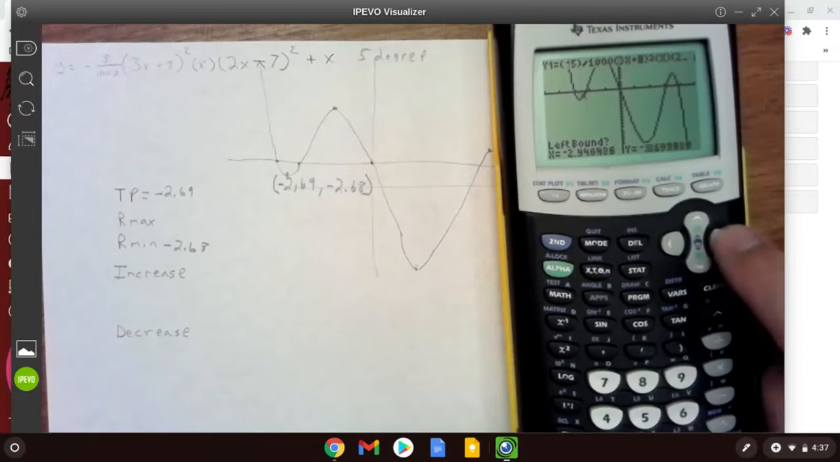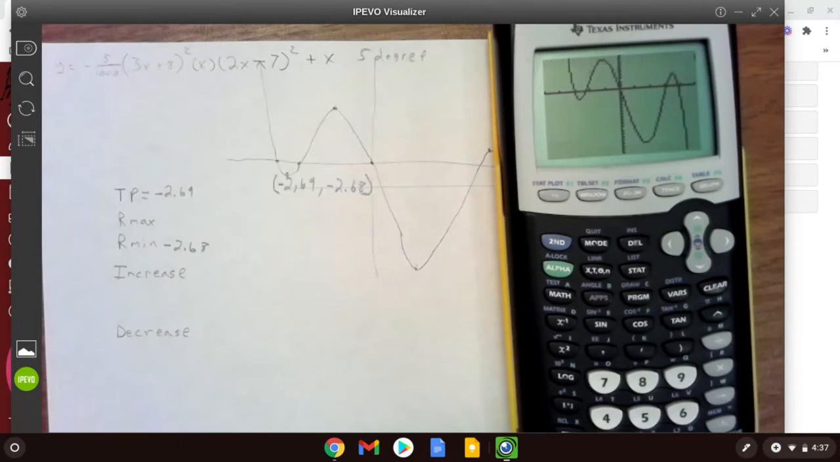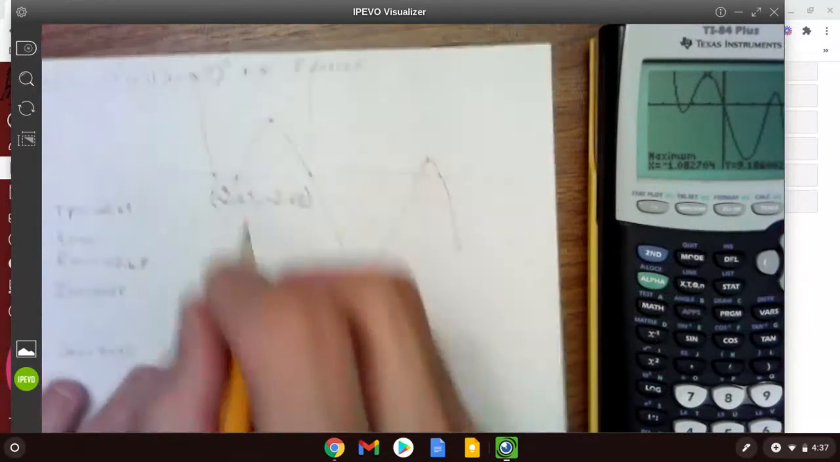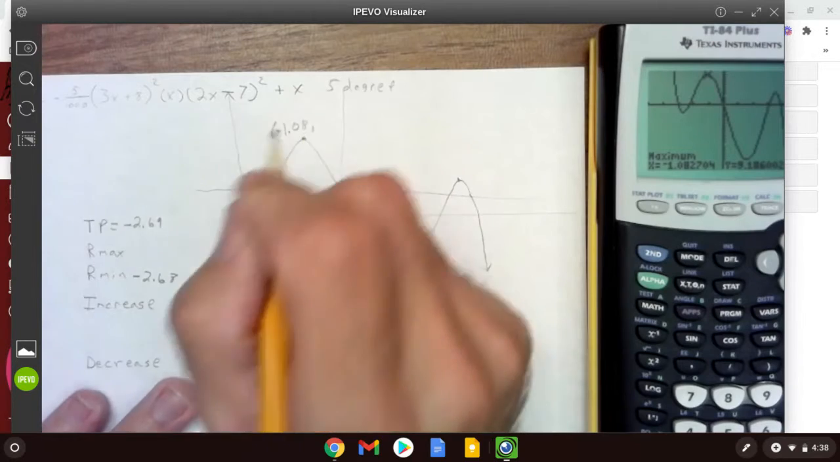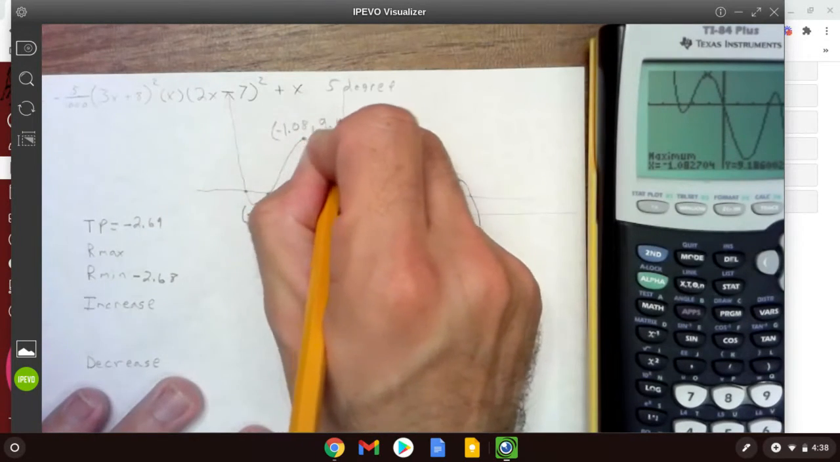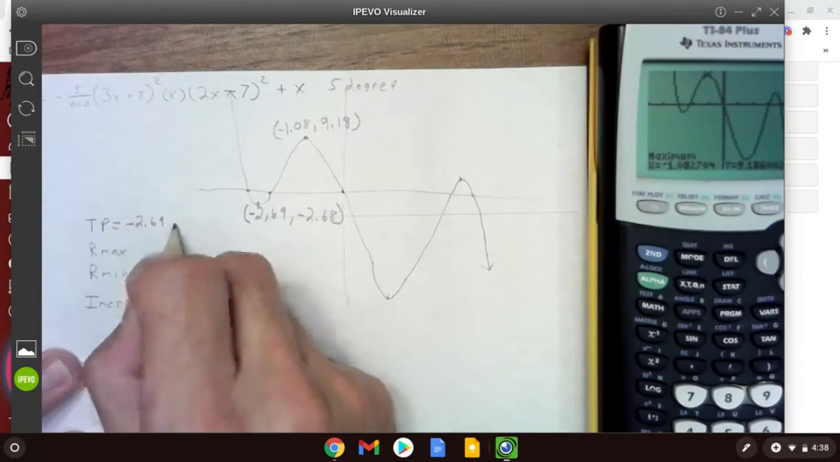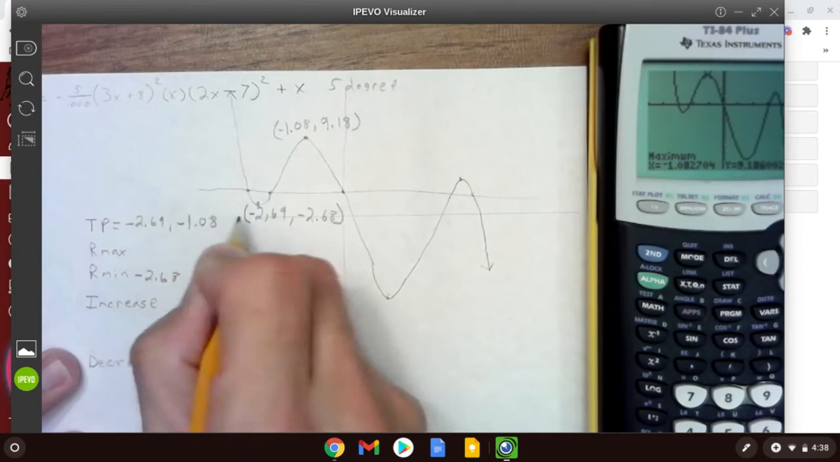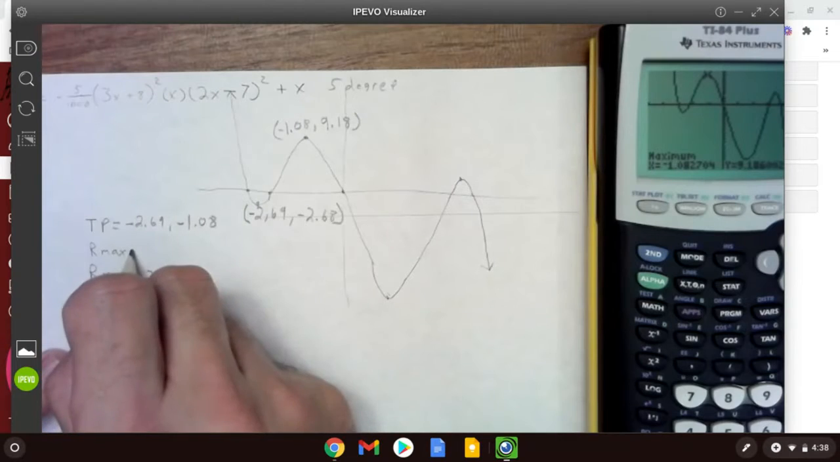Maximum. I'm going to go ahead and go to the left of it. This one, it's just easier to actually use the little dots. So negative 1.08, comma, 9.19. I'm just going to leave it as 9.18. All right, so that's another turning point, negative 1.08, and 9.18 is a maximum.